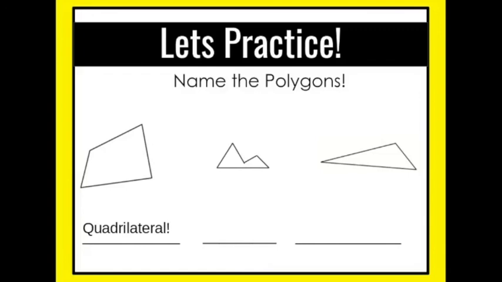The next one, we need to count the angles and sides again. 1, 2, 3, 4, 5 angles and 1, 2, 3, 4, 5 sides. If you said pentagon, you were right. Last one. We have 1, 2, 3 angles and 1, 2, 3 sides. If you said triangle, you were correct.